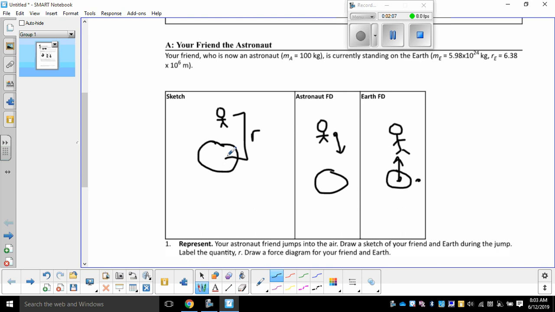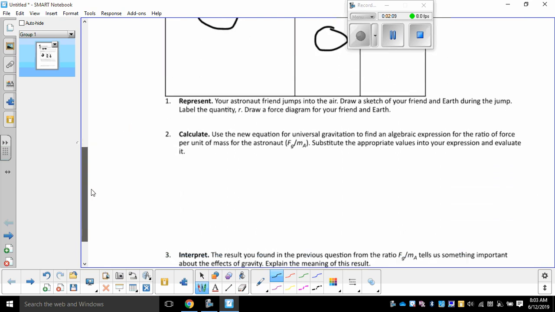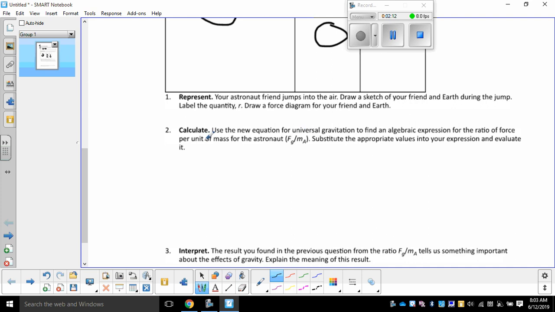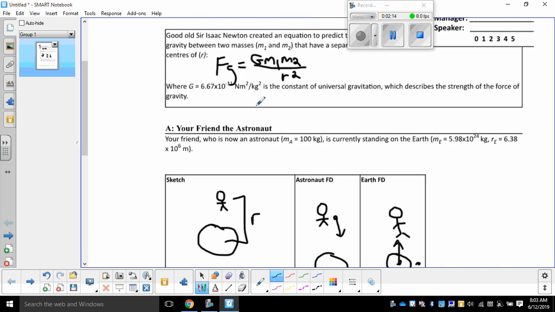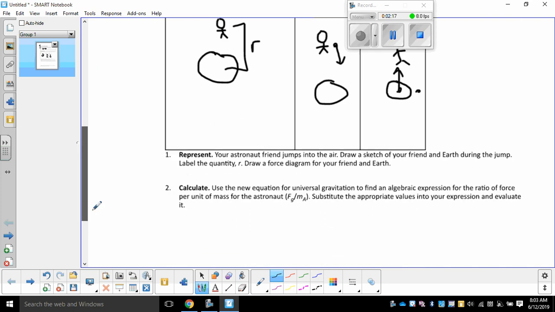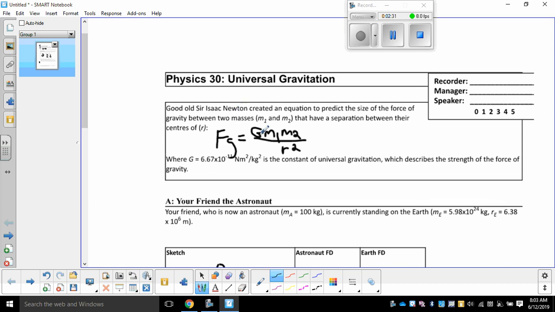Use this equation, right here, and find an algebraic expression for the ratio of force per unit of mass of the astronaut. So I want you to find Fg. Go through this calculation. G is given right there. Mass 1 is going to be your astronaut. Mass 2 is going to be the Earth. And the radius is right here, 6.3 times 10 to the 6 meters. Don't forget to square it.